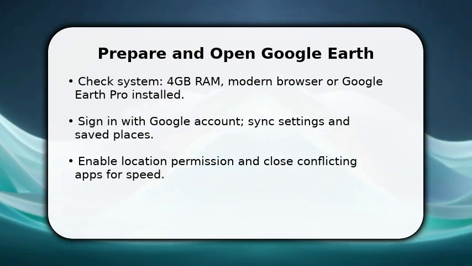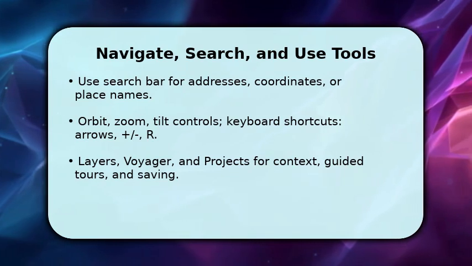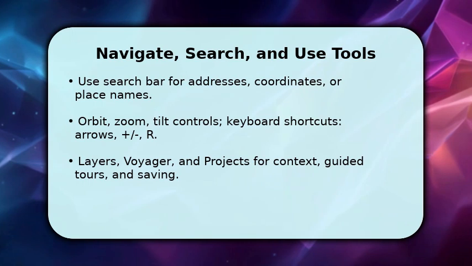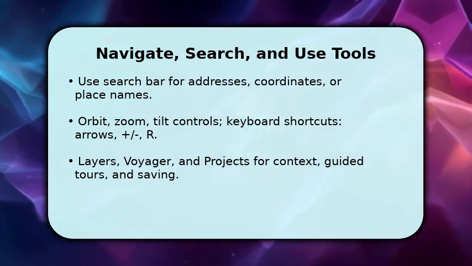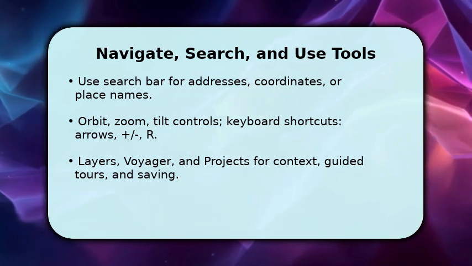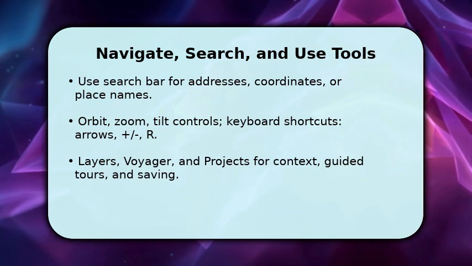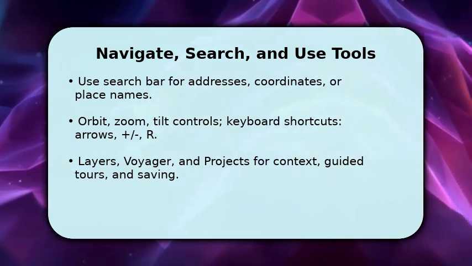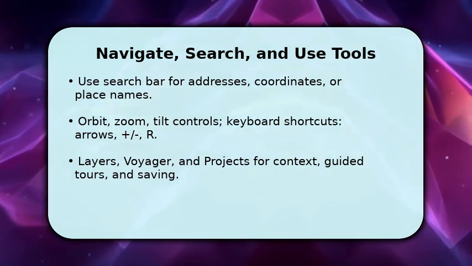Next, focus on finding and exploring locations. Type an address or coordinates into the search bar and press Enter to jump instantly. Use mouse drag or arrow keys to pan, the scroll wheel or +/- keys to zoom, and hold Shift or use tilt controls to change perspective for a 3D view. Make sure to open layers to toggle roads, borders, or places, and explore Voyager for curated content. Use projects to save place marks and create tours.